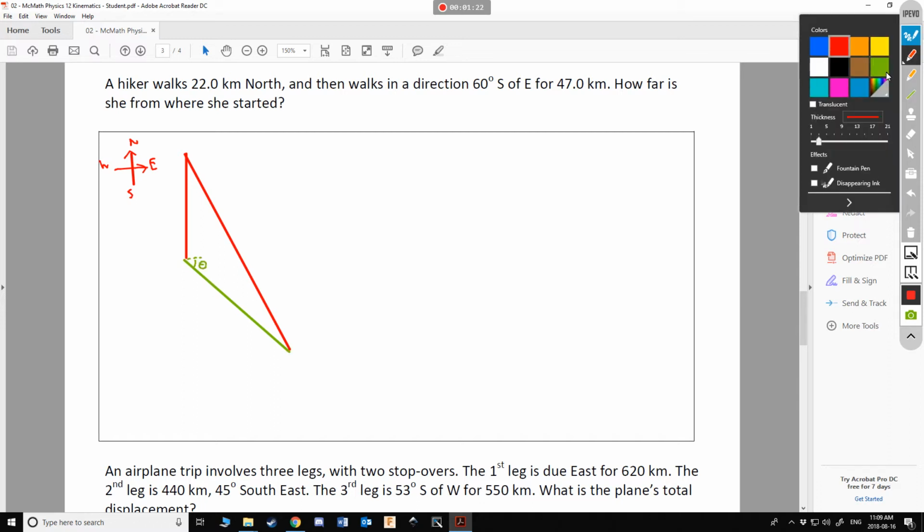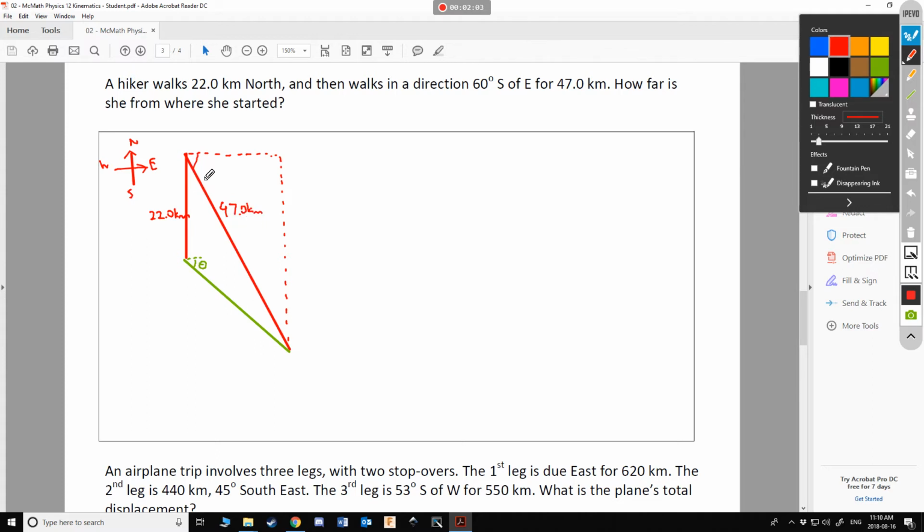So here we go. We know this one is 22.0 kilometers, going straight up. And this line that we drew has an x component as well as a y component. If we find those x and y components, we can add the x items together and the y items together, and figure out the overall height. In this case, we're going to be subtracting, because it's going up 22 and then down some y length. So this is 47 kilometers.